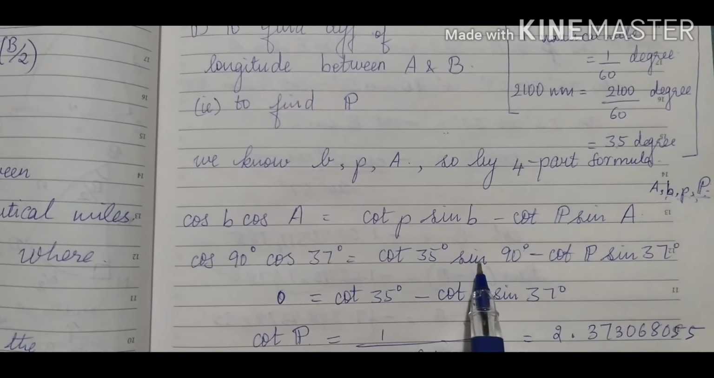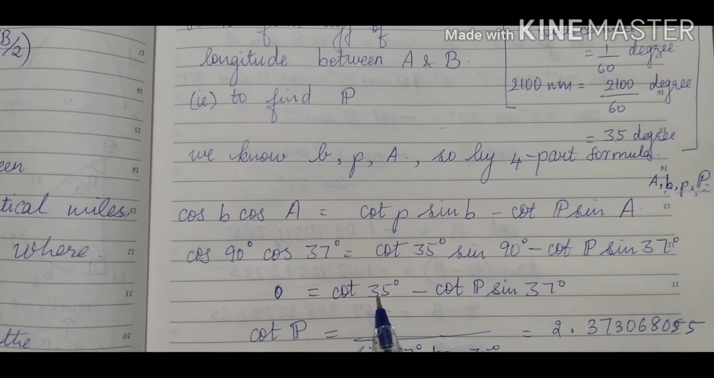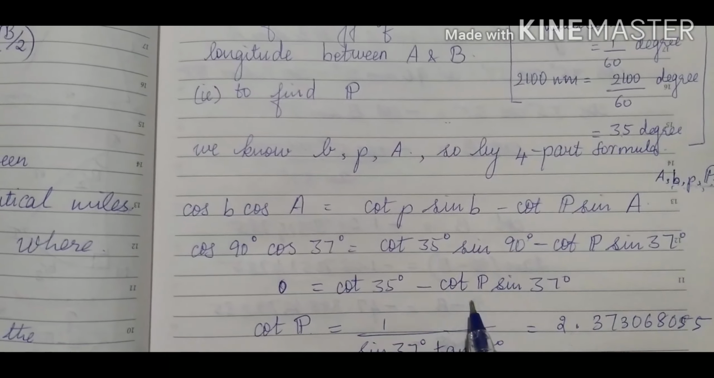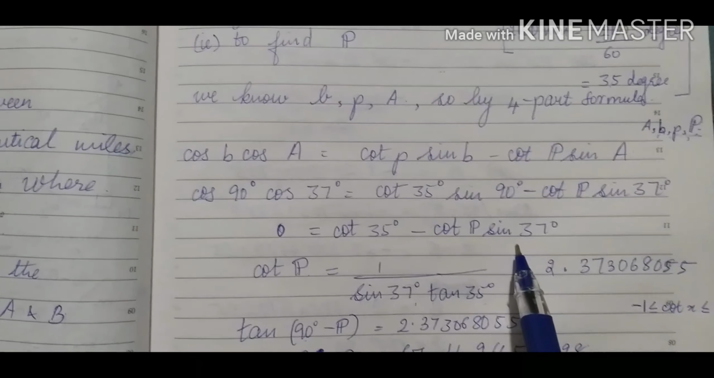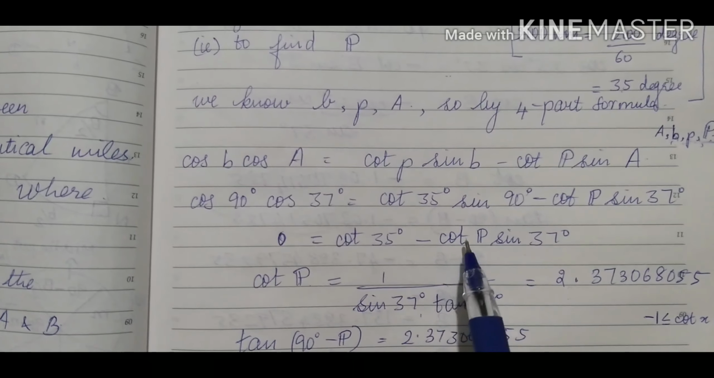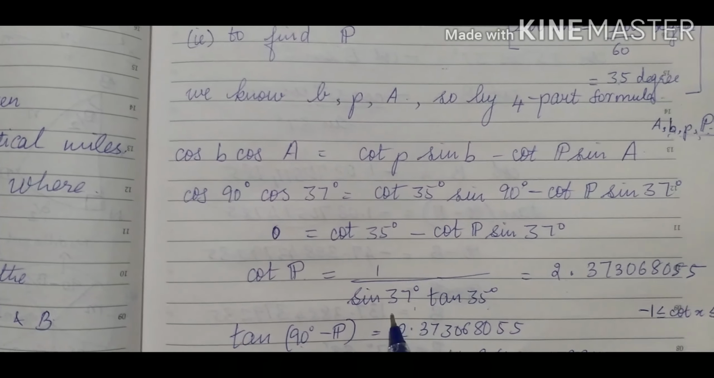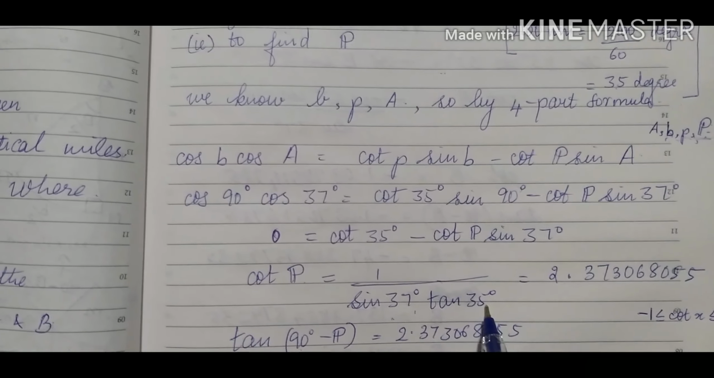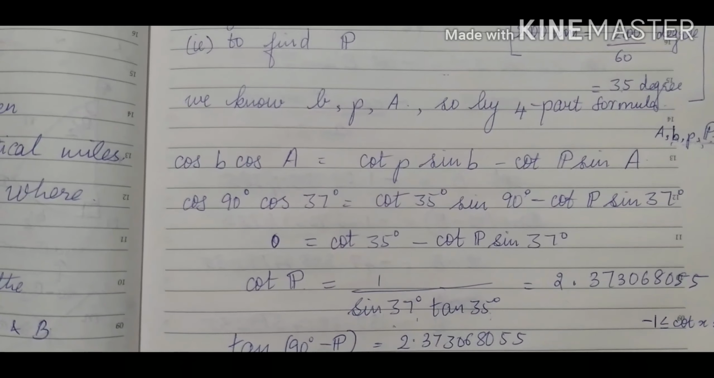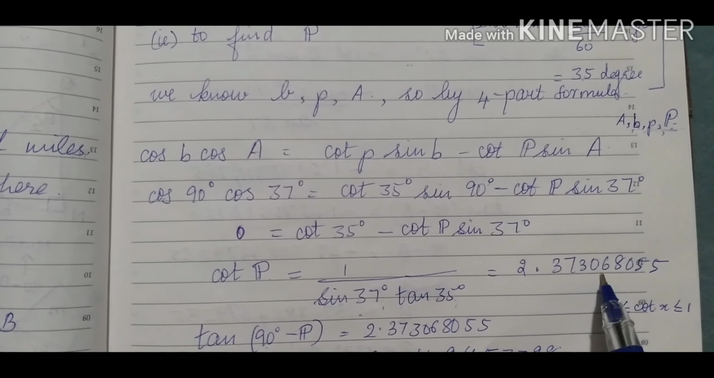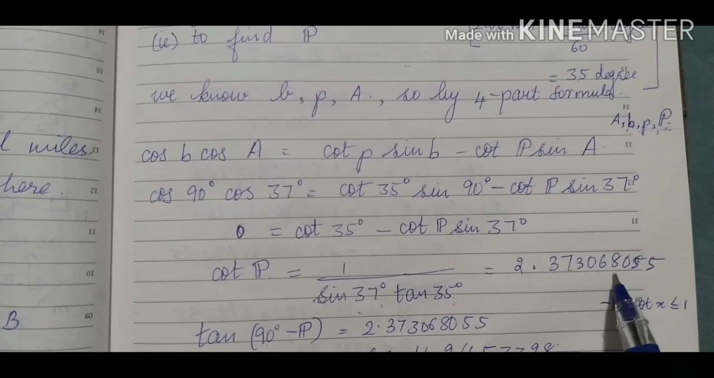In the right-hand side, in the first term we have sin 90 degrees, which is 1, so we are left with just 0 equals cot 35 degrees minus cot p into sin 37 degrees. So I am just keeping cot p on one side, and we find that cot p is 1 by sin 37 degrees into tan 35 degrees. If you substitute in the calculator, you will get the value to be 2.373068055.